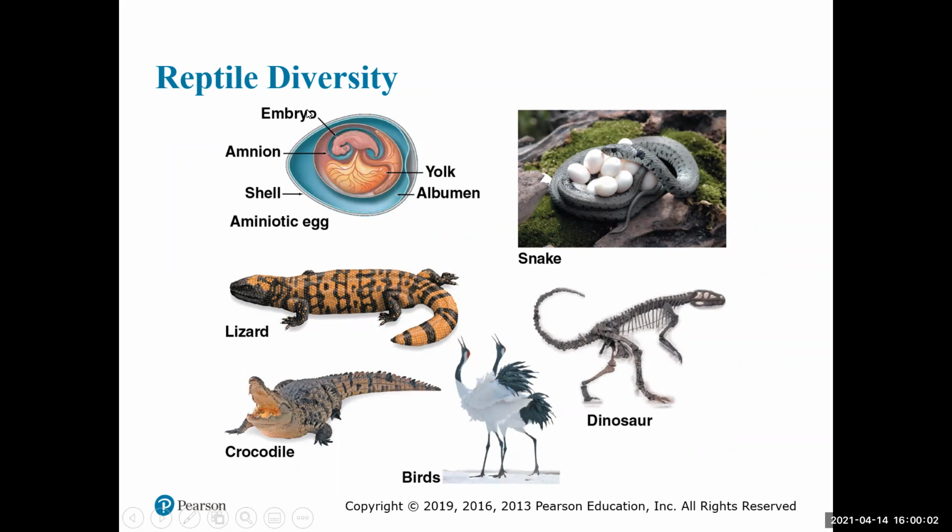So the egg has this protective shell. This shell has an albumin, which is referred to as the egg white. Then it has the developing embryo inside an amnion. And then there is a yolk that provides the nutrients for that developing embryo. All of these here are examples of reptiles that lay amniotic eggs, right? So all reptiles lay those eggs. That's lizards, crocodiles, snakes, dinosaurs, and birds, right?